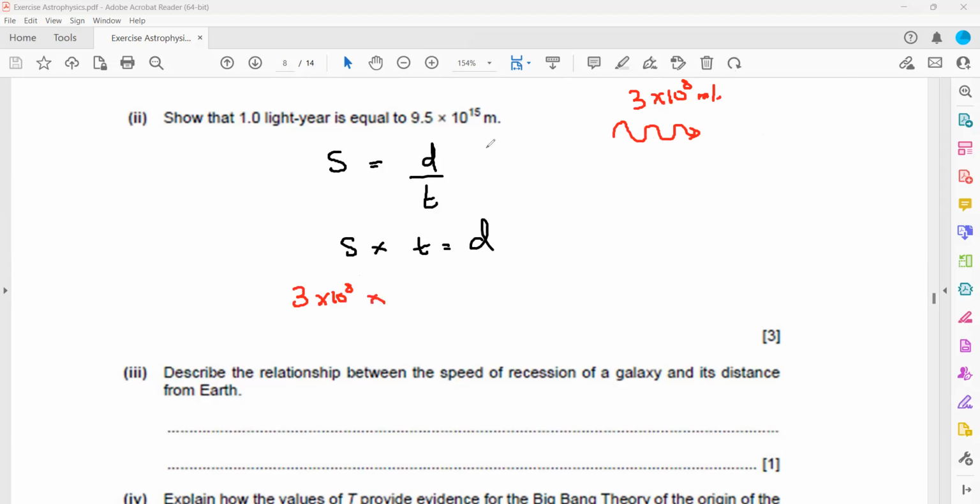The time is 1 year. So how much time is there in 1 year? There are 365 days. We multiply by 24 to convert into hours. Because the speed was in meters per second, the time should be in seconds. Then we multiply by 60 to convert into minutes, and by 60 again to convert into seconds. When we multiply all of them, we get about 9.5 exponent 15, which is equal to 1 light year, because 1 light year is the distance traveled by light in 1 year. We multiply to get the number of seconds in 1 year, and multiply by the speed of light to get the total distance.